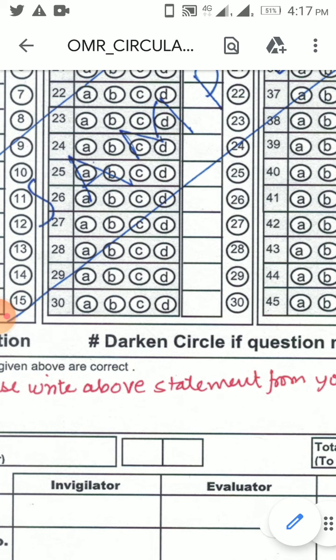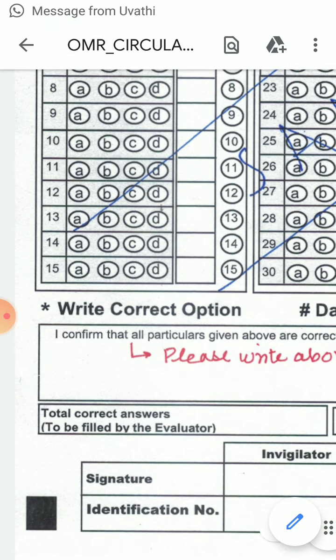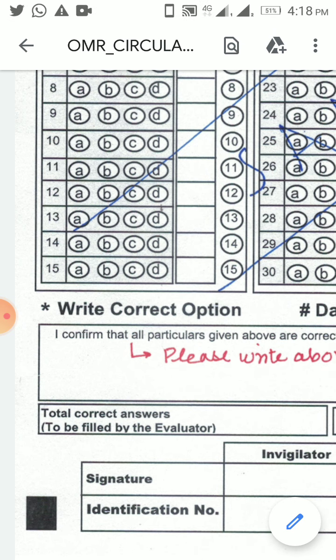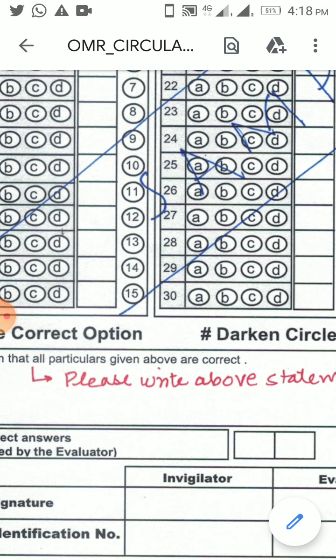This is a sample OMR sheet. Here you have to write this content in blue pen or black pen. So remember children, you have to use only blue pen or black pen. The students should use only blue pen or black pen. I confirm that all particulars given above are correct. So this you have to write in blue pen or black pen.